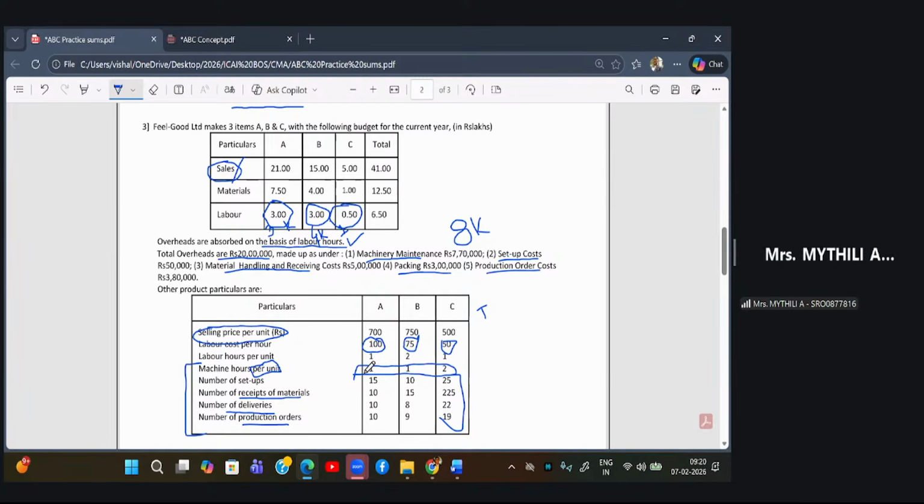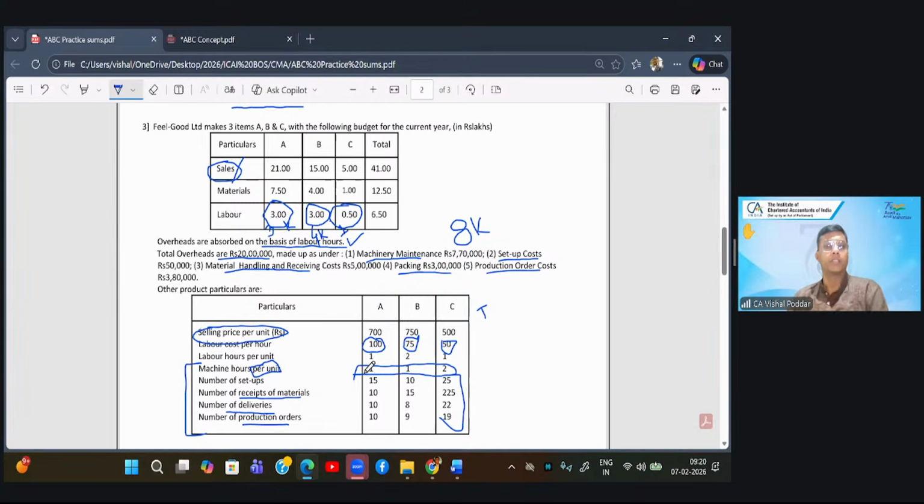Understood, sir. So I'm typing in the chat box. You may start working. So students who have got this, tell me the units that you have got. Units is equal to sales divided by selling price per unit. Tell me the units that you are getting.